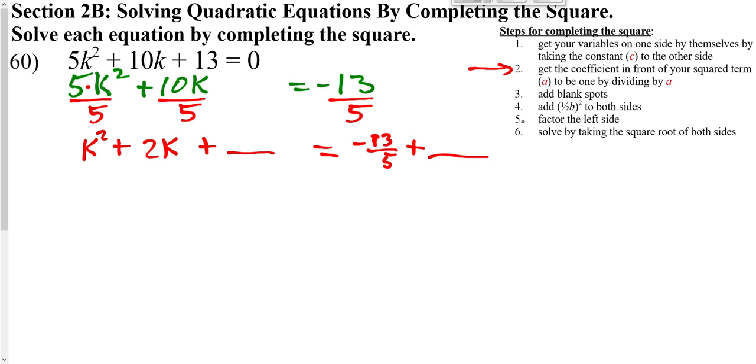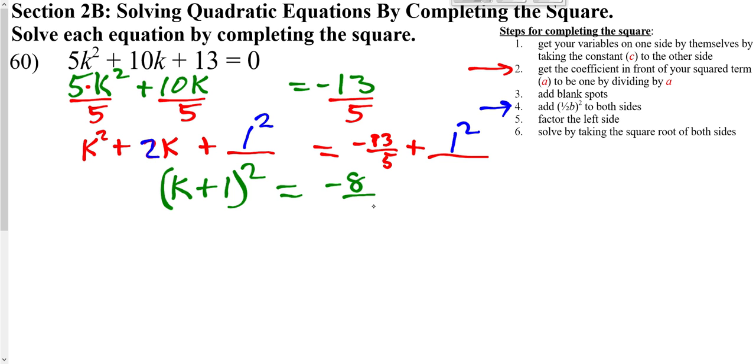Then we have to do half of b. Now b is this right here. It's not your original b, it's your b once you get your a to be 1. So we have to do half of 2, which is a 1, and then we have to square that. And that's what we add to both sides. Now the left side's going to go ahead and factor into a k plus 1 and a second k plus 1, so I can write it as a k plus 1 all squared. On the right side, I add these together and I get a negative 8 over 5.